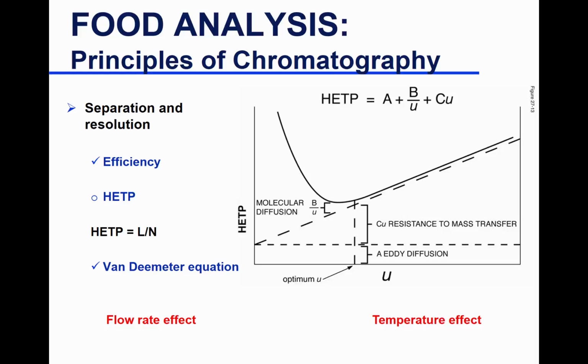So the height equivalent of a theoretical plate, the height of each equilibrium section, is influenced by 3 factors. Factor A is called eddy diffusion. Factor B is longitudinal diffusion, and factor C is mass transfer. So eddy diffusion, longitudinal diffusion, and mass transfer, and the mu here is your flow rate. Okay, so let's look at eddy diffusion.